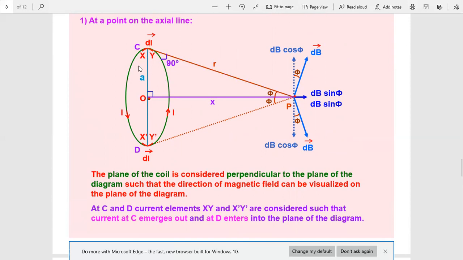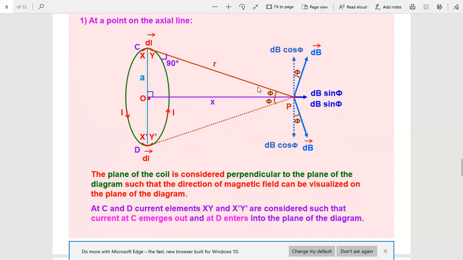So this distance r is the distance between the current carrying conductor and the point where the magnetic field is to be determined. And this a is the radius of the circular conductor. And from the center of the circular conductor, the point P where the magnetic field is to be determined is situated at a distance x. So here x could be variable, r is also variable, but a is constant.